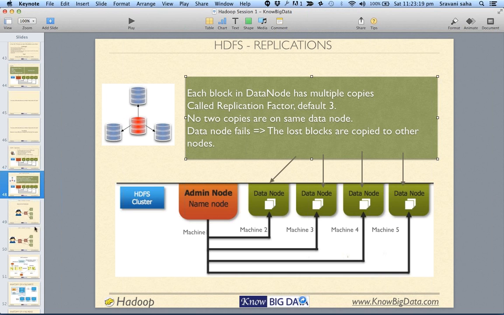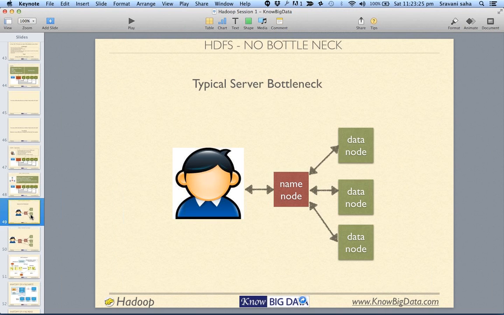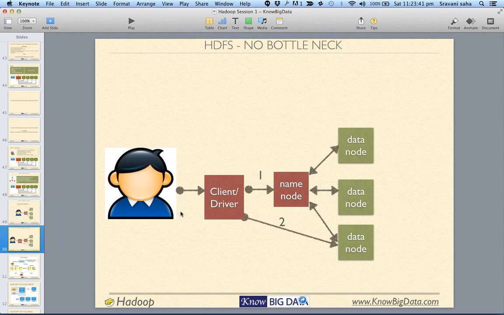So that is how it works. Now, you might think that a user will come and talk to the name node or admin node, and the admin node will read the data from the data node. No, it's not this way. Otherwise, the name node will become the bottleneck for the whole system. The strategy is like this. The user talks to HDFS through a library or a driver. The driver goes to the name node. The name node tells the driver to go to the data nodes and read the data by yourself, do not bother me.